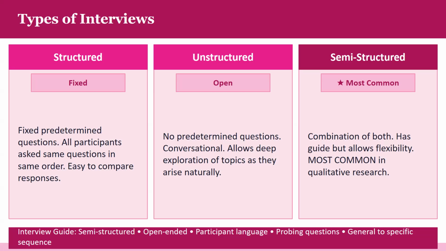Unstructured is the open-ended, where no predetermined questions are there. This is conversational, and it allows deep exploration of topics as they arise naturally. Semi-structured, which is most common, is a combination of both. It has the guide as well, but allows flexibility at the same time. This is the most common method in qualitative research.